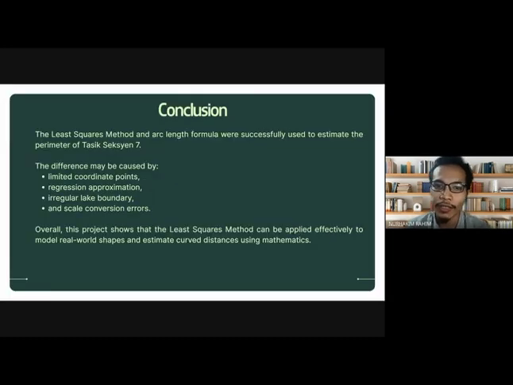As the conclusion, the least square method and the arc length formula were successfully used to estimate the perimeter of Tasik Section 7. The difference may be caused by limited coordinate points, regression approximation, the irregular lake boundary, and scale conversion error. So overall, this project shows the least square method can be applied effectively to model real-world shapes and estimate curve distance using mathematics.